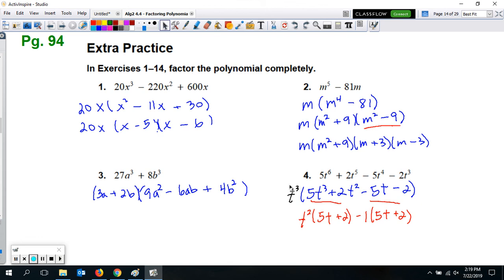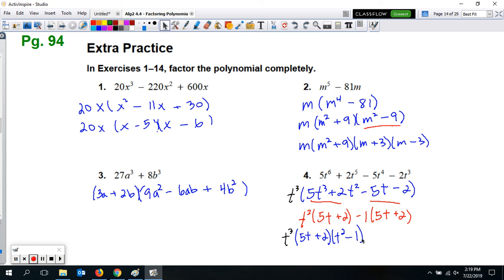So we can't forget about this one in black up here that we factored out originally. That's still going to be in front of our answer. So we're going to put that in front. And then we have the 5t plus 2, our matching one, as one of the binomials. And then t squared minus 1 is another binomial.